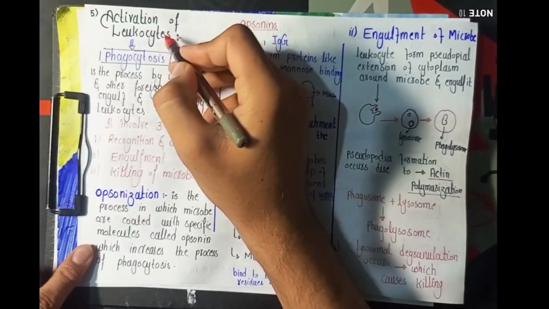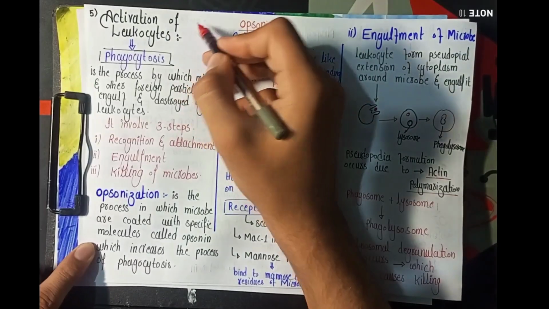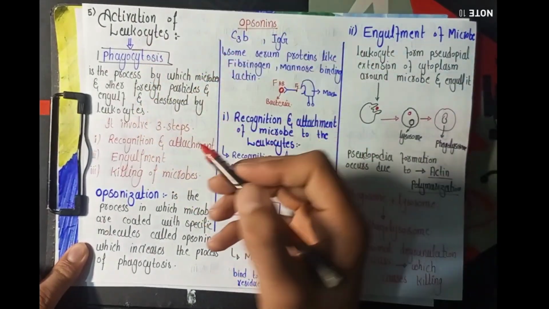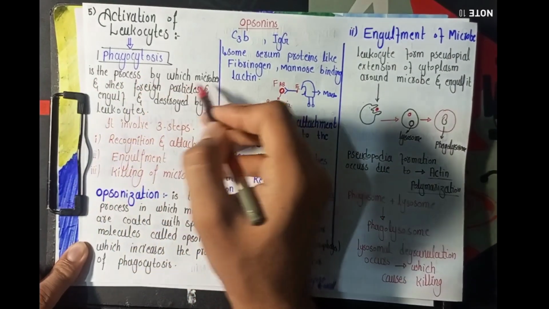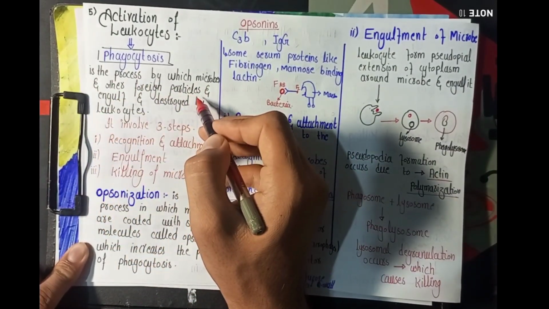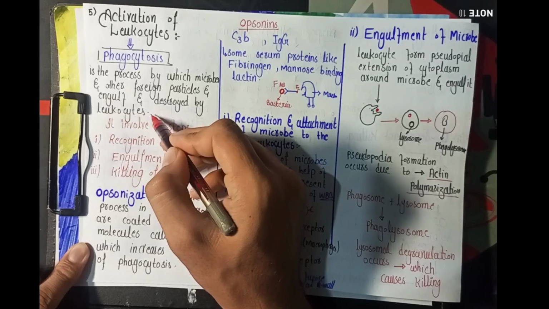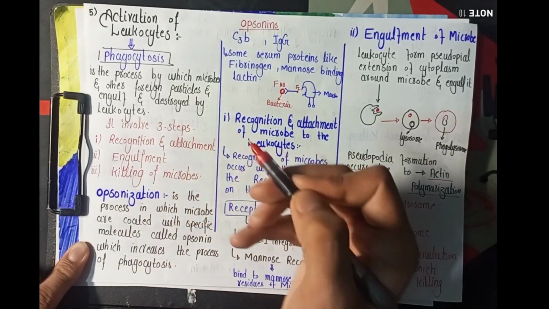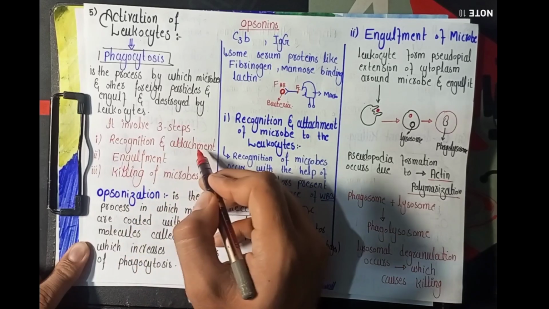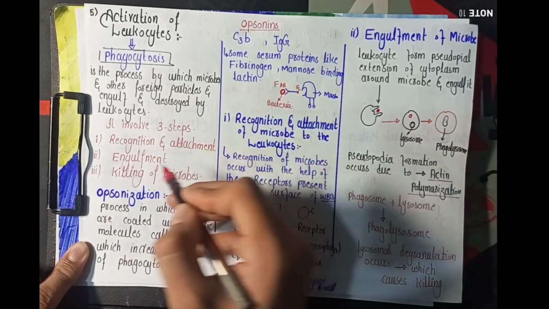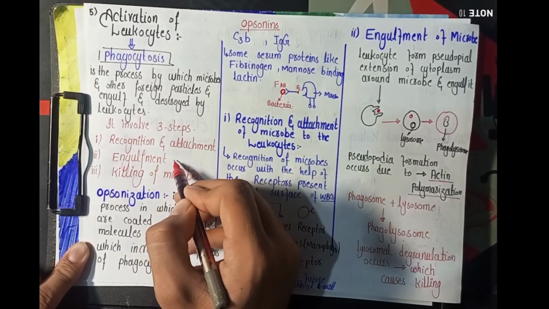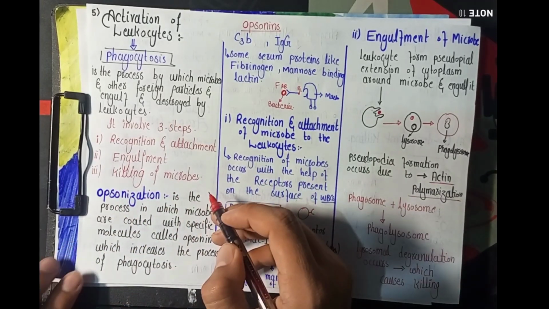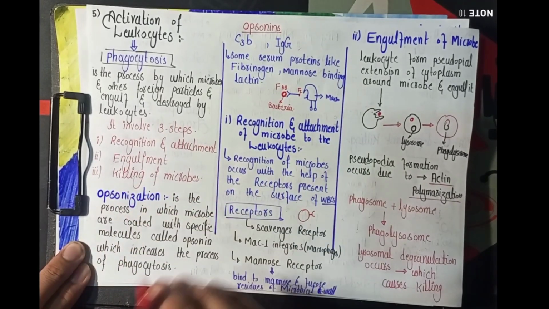Now let us talk about the activation of the leukocyte, which is the last step in the cellular changes, and the activated leukocyte leads to phagocytosis. Phagocytosis is the process by which microbes and other foreign particles are engulfed and destroyed by leukocytes like macrophages and neutrophils. The process of phagocytosis occurs in 3 steps. First, there is recognition and attachment of the microbe to the leukocyte. Second, there is engulfment of the microbe by the leukocyte, and third, there is killing of the microbe inside the leukocyte.